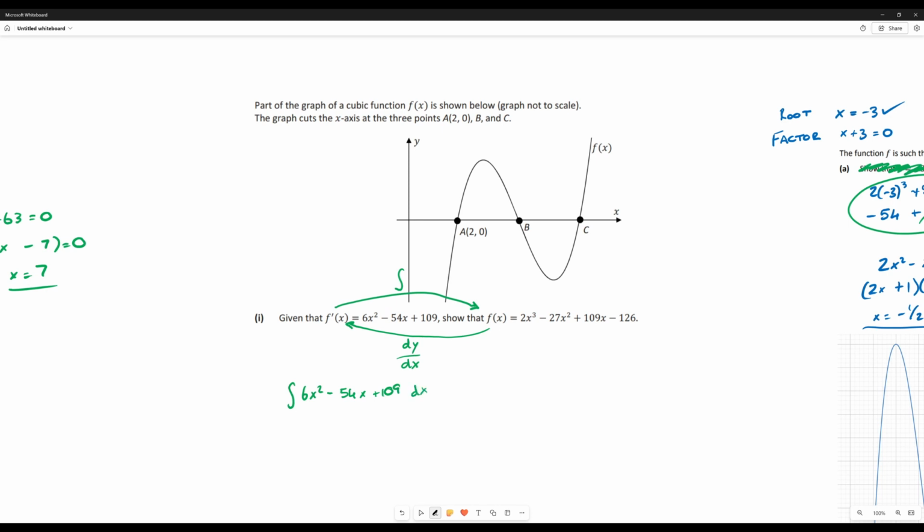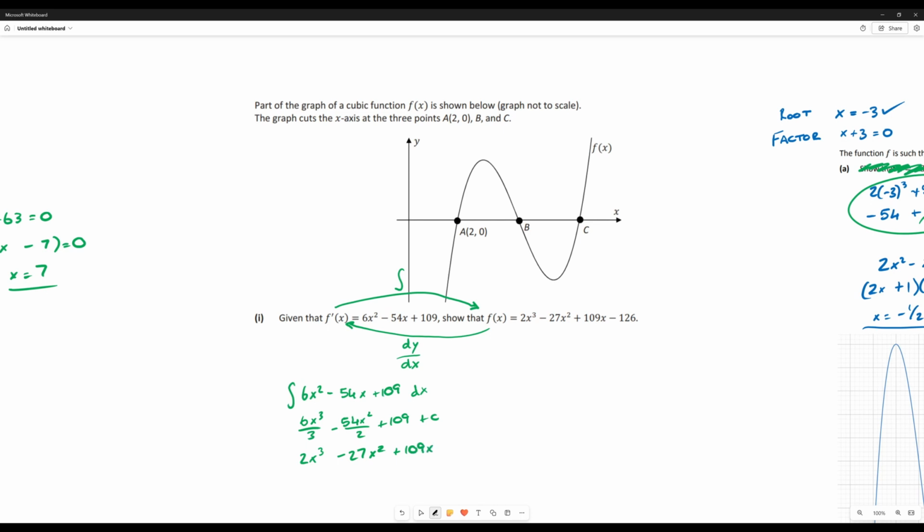dx. Don't forget that always has to be there, because it's like these two are like brackets, they have to be there. I did the whole thing in calculus, you can see it. If you integrate this, it would end up being 6x cubed over 3 minus 54x squared over 2 plus 109x plus a dirty big C. And the reason why that is because there were no limits. So don't forget, if there's no limits, you have to leave it as if there's just a constant chilling at the end that we don't know about.